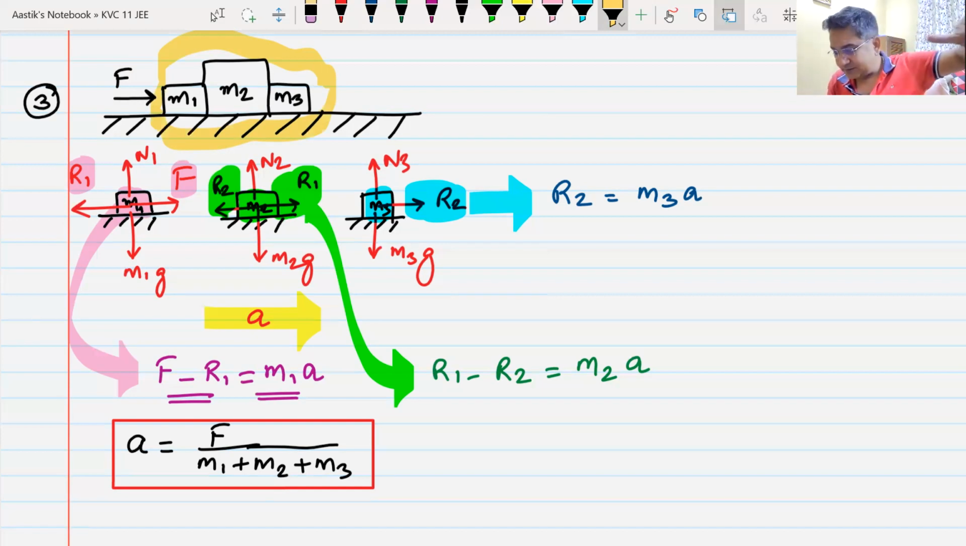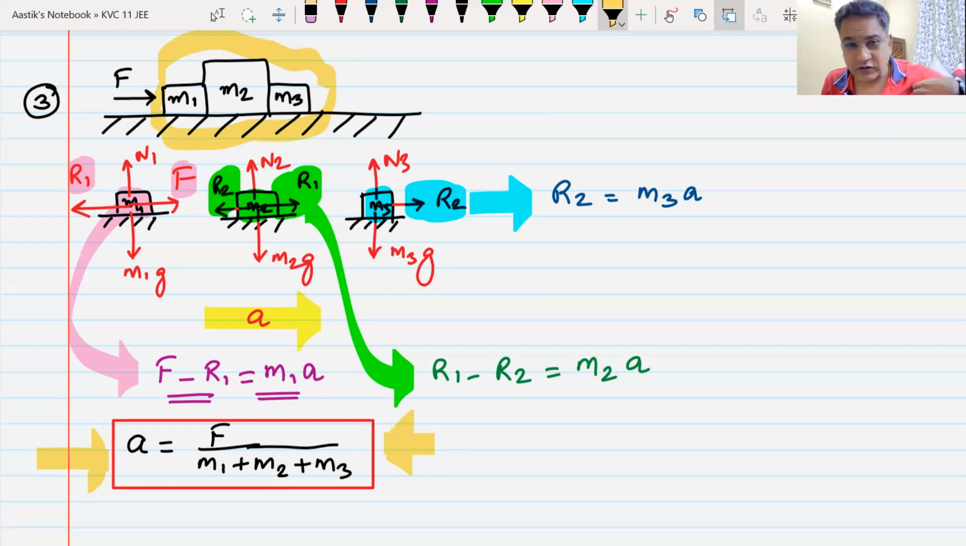Do we understand this? And the total mass of this system is M1 plus M2 plus M3. Do we understand this? So I can find out the acceleration of these three blocks by total force divided by total mass, F divided by total mass. Total mass is M1 plus M2 plus M3. Do we understand this? Yes or no?